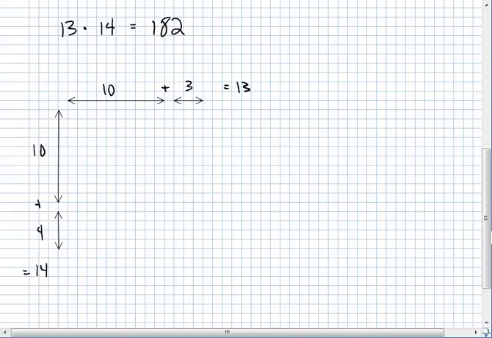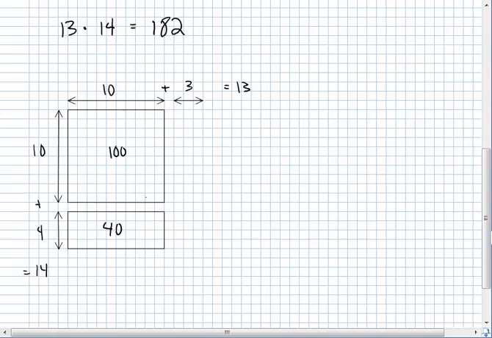Imagine a line that is 13 units long, made up of 2 sections, 10 plus 3, which is 13, and a vertical line, same thing, 10 plus 4, which is 14. If we fill in the area that these two lines make, like rectangles or squares, we can look at that. The 10 by 10 section has an area of 100. Do the same thing for the area below that, and 4 by 10 is going to be 40.